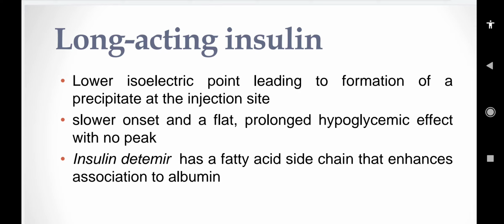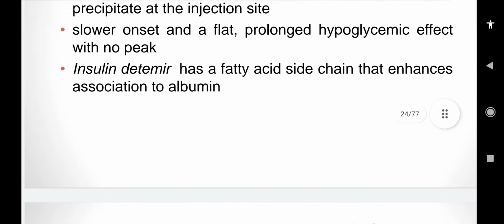Lower isoelectric point, slower onset and a flat prolonged hypoglycemic effect, because it is longer acting, so it wants to stay in the body for a longer time, and how much time it stays in the body it will produce its effects. Insulin detemir has a fatty acid side chain that enhances the association to the albumin, that's why it will attach with the albumin, so it is longer acting.